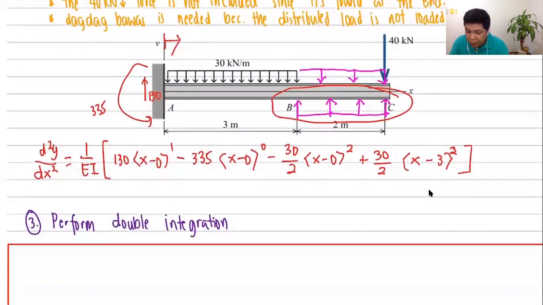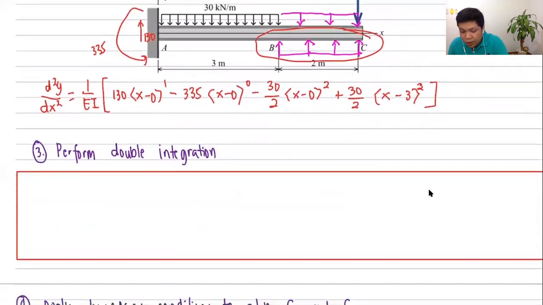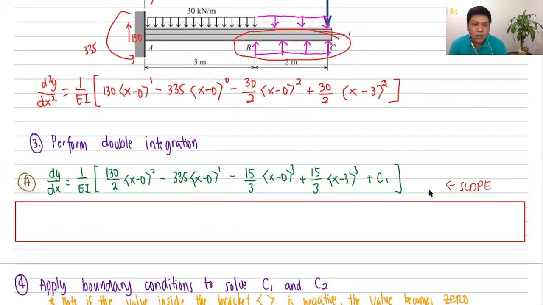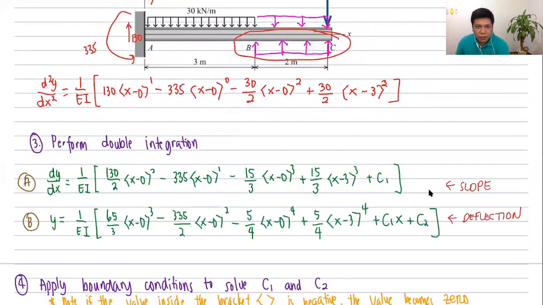Then I can now perform double integration in order for me to find the slope. So double integration will tell me that this is equation A. Don't forget C1. Please double check if my integration is correct. Then I integrate further. I now get equation B, which is the equation of the elastic curve. Kindly double check. So please take note, I have constants of integration, C1 x and C2.